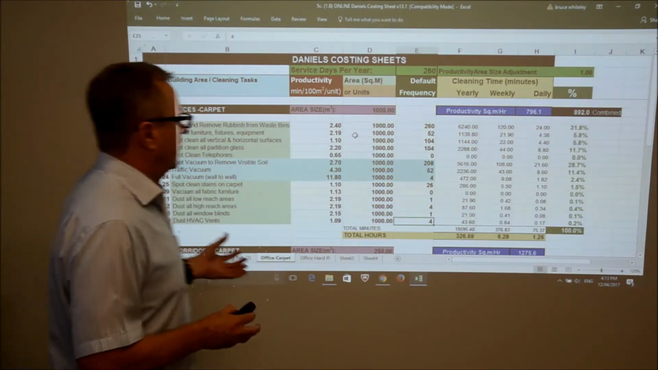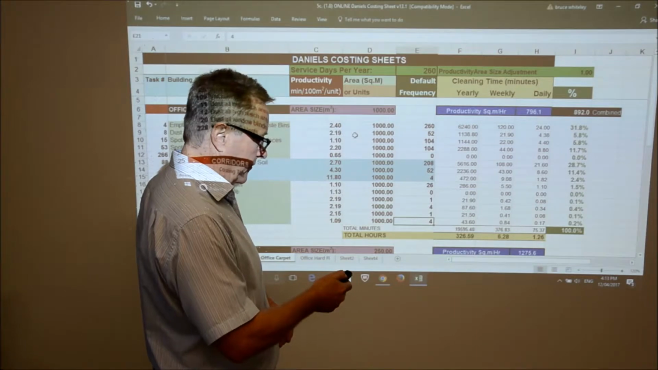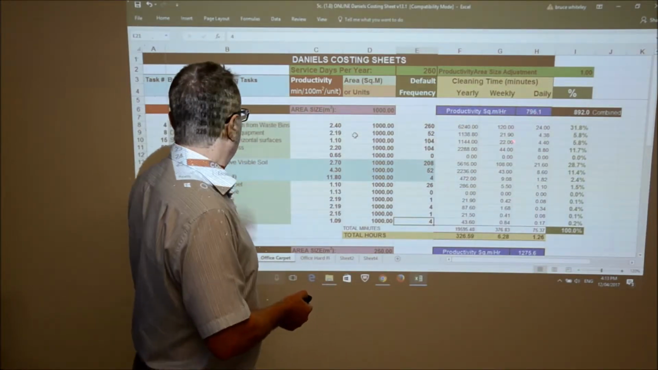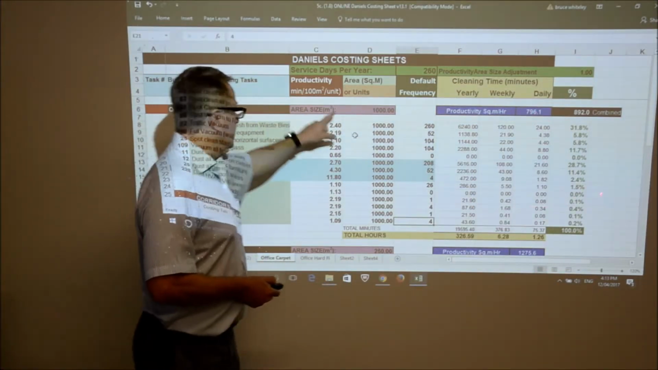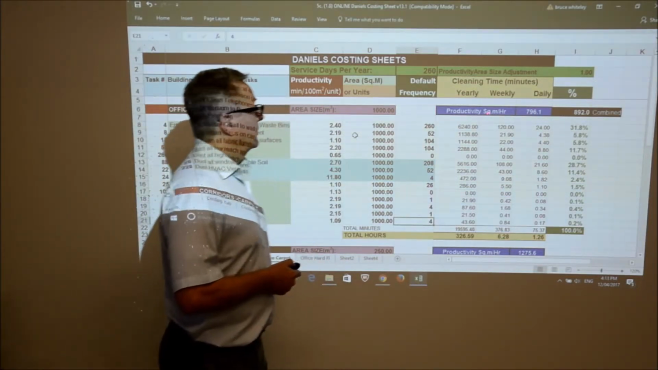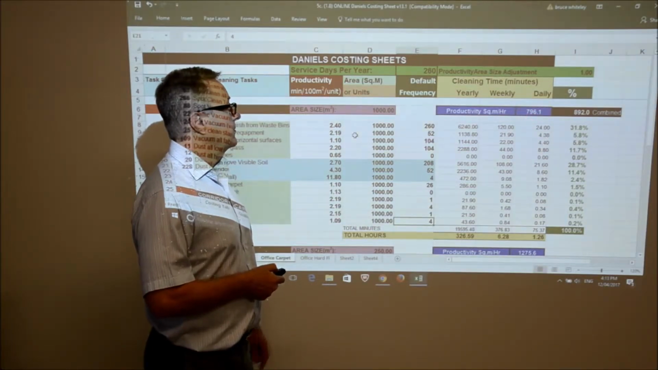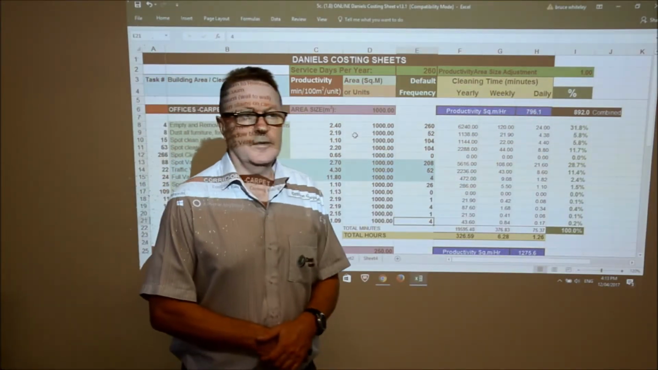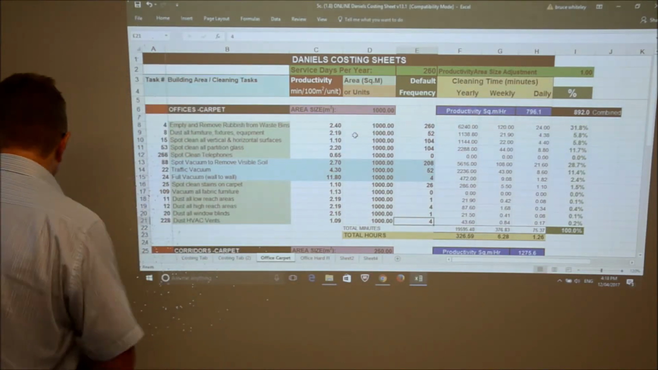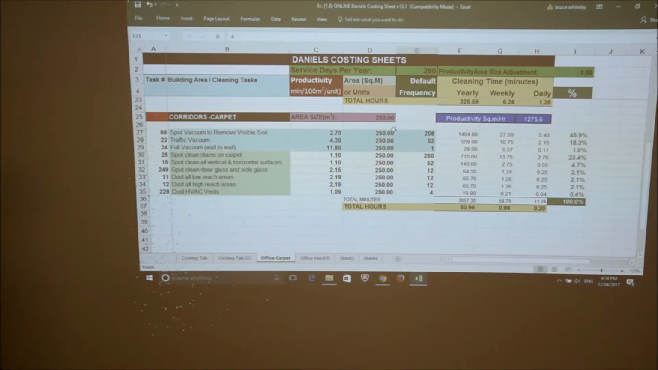So that's a specification we've put together, and the productivity factor we have is based on this specification of these cleaning tasks at these frequencies. We have a productivity factor for the offices of 796 square metres an hour. Now we're going to go down and have a look at the corridors.